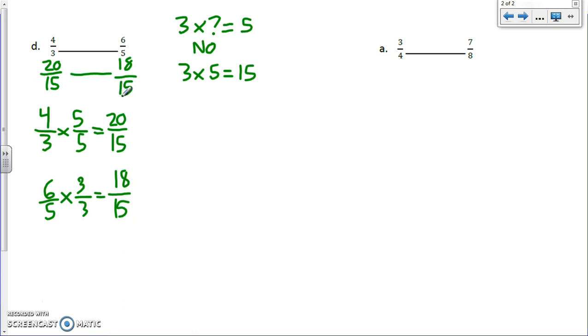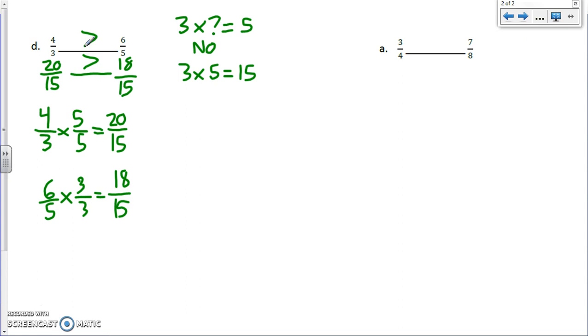Now I look, I have the same denominator, I have a 15 in both. Now I need to look at my two numerators. On one side, I have 20, on the other I have 18. 20 is greater than 18. So continue, make the same sign on the top line. So 4/3 is greater than 6/5.